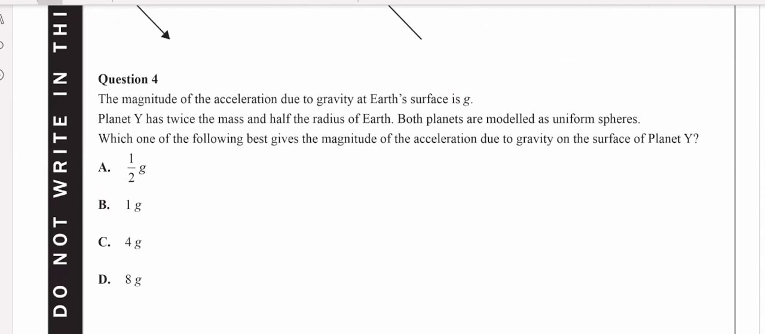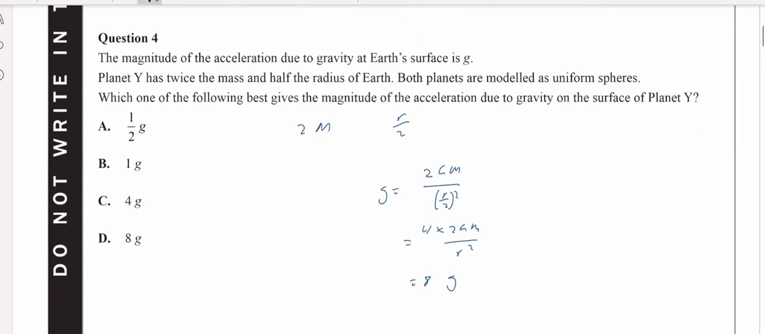Question 4. The magnitude of the acceleration due to gravity. It's twice the mass and half the radius. So we put into 2GM over (r/2) squared, which comes to 4 times 2GM over r squared. That's 8g.